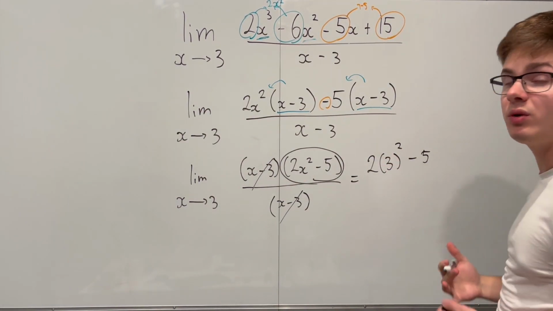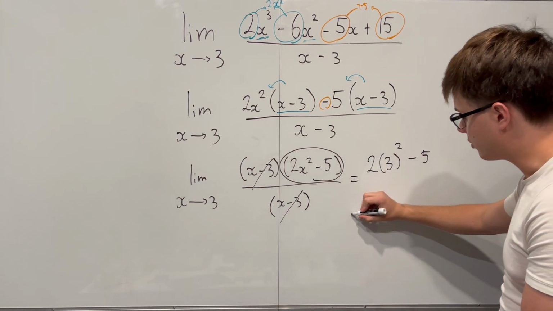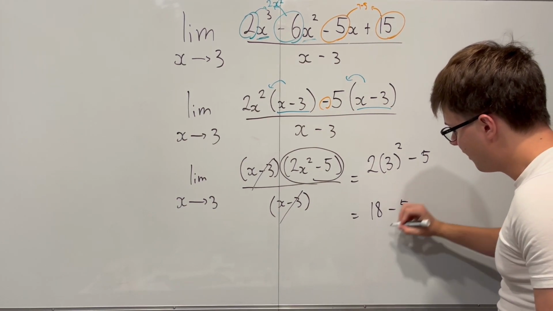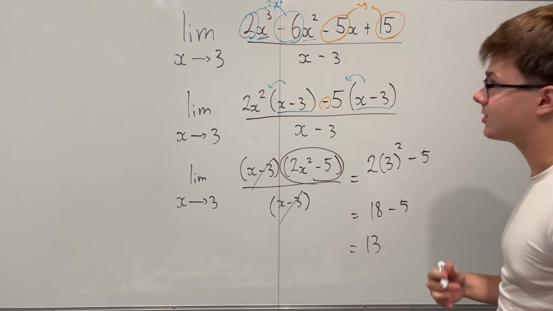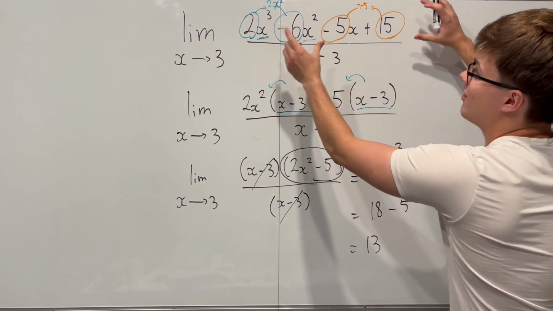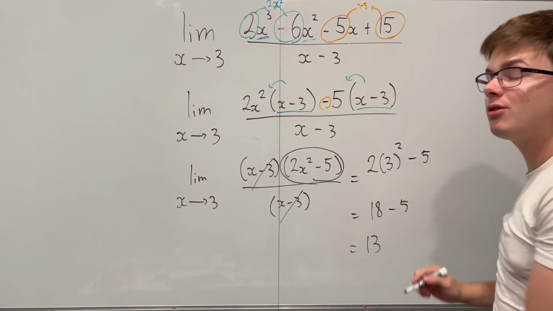We plug in 3 where we have our x that's left, and we're going to find, well, 3 squared is going to equal 9. 9 times 2 is going to be 18. It's going to be 18 minus 5, which is going to be 13. So we found that the limit as x approaches 3 of this function, after doing some algebraic operations, is going to be 13.